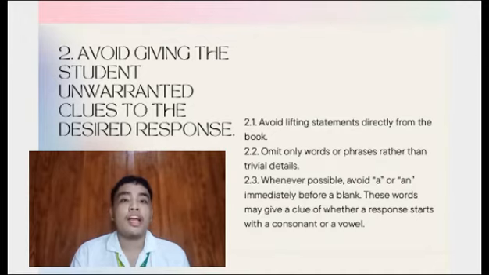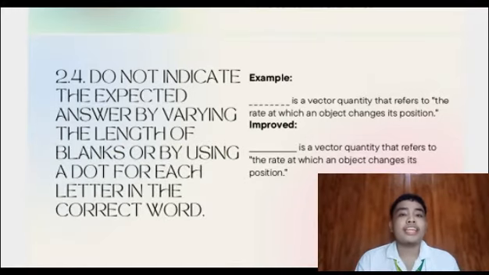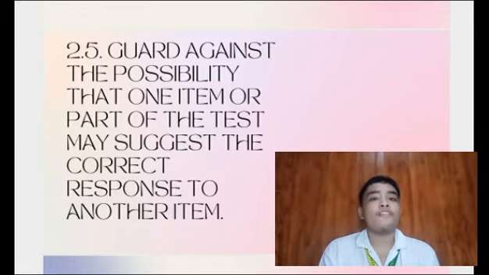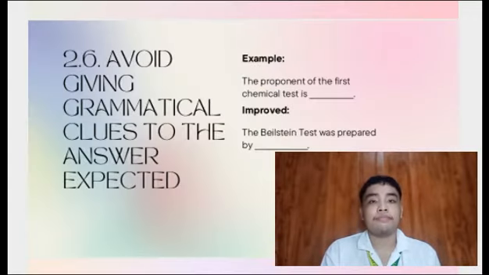Whenever possible, avoid "a" or "an" immediately before a blank. These words may give a clue of whether a response starts with a consonant or a vowel. Do not indicate the expected answer by varying the length of blanks or by using a dot for each letter in the correct word. Guard against the possibility that one item or part of the test may suggest the correct response to another item. So make sure that you carefully construct and pick terms to be guessed.